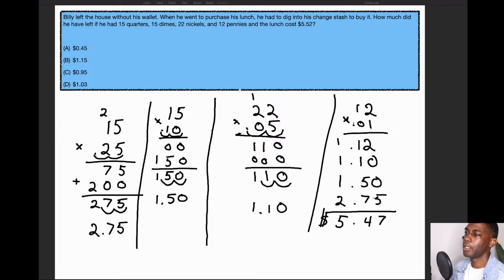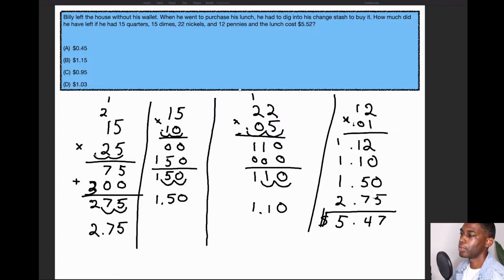5 times 1 is 5 plus 2 is 7. Bring our 0. 2 times 5, 10. Bring the 1. 2 times 1 is 2. But there should have been a 1 that I carried over here. So this 2 should have actually been a 3. Boom. Found you. Boom. That should have been a 3.